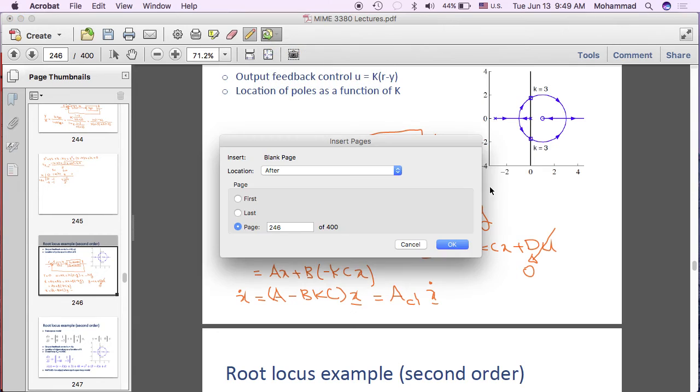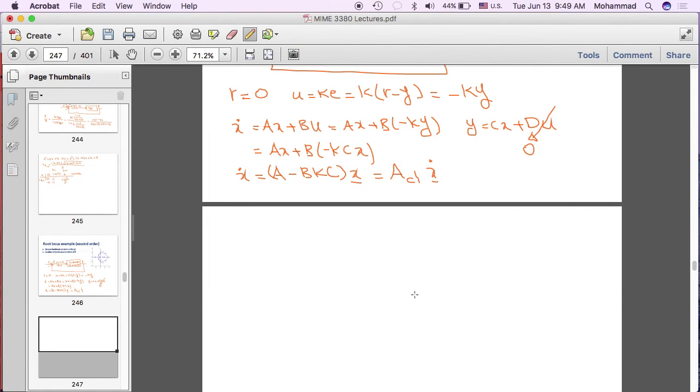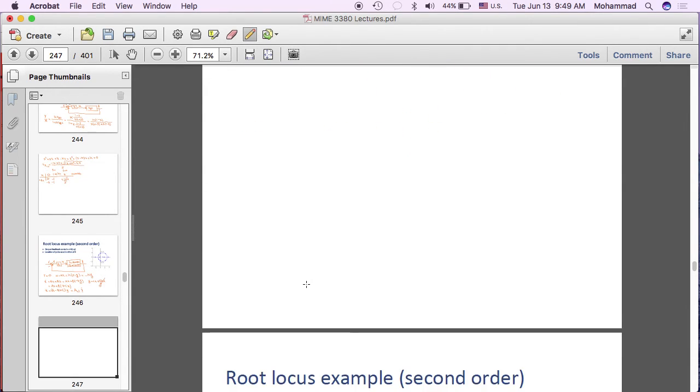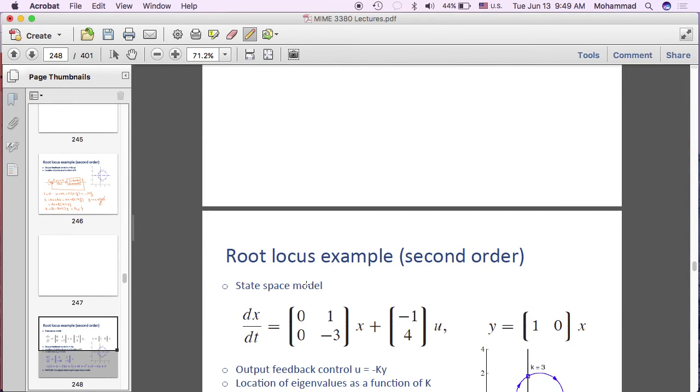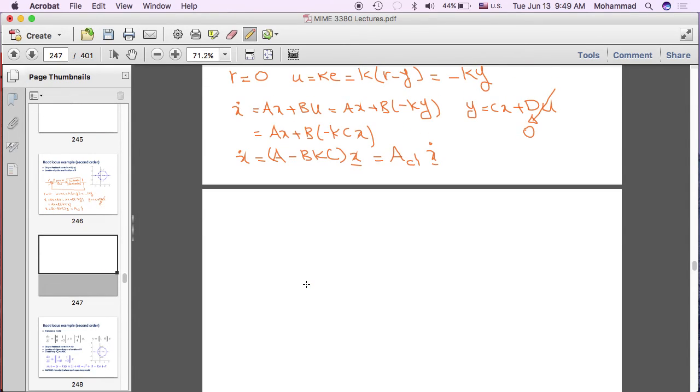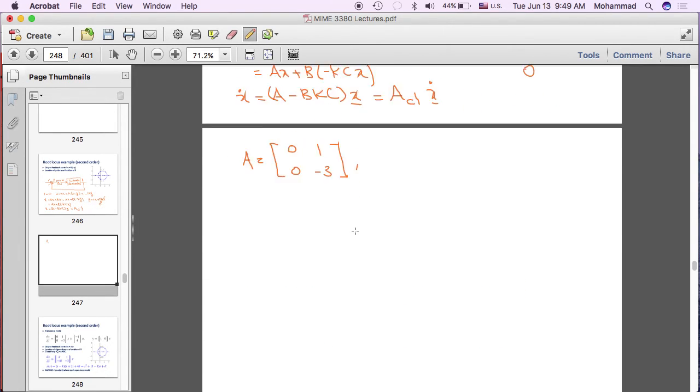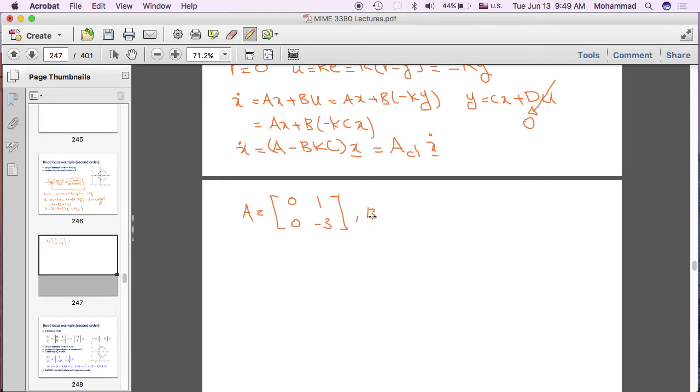So let's add a page here. Let's go ahead and calculate A of closed loop for the example that we are solving. What is A for us? A is 0, 1, 0, minus 3. And what is B? B is minus 1 and 4.